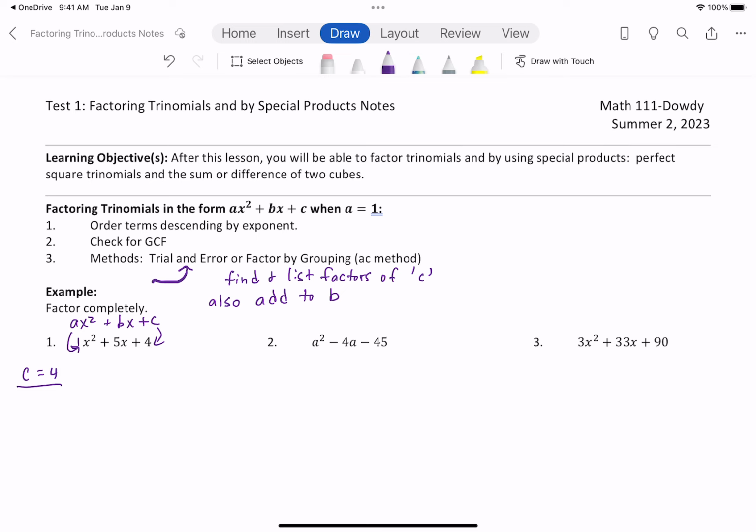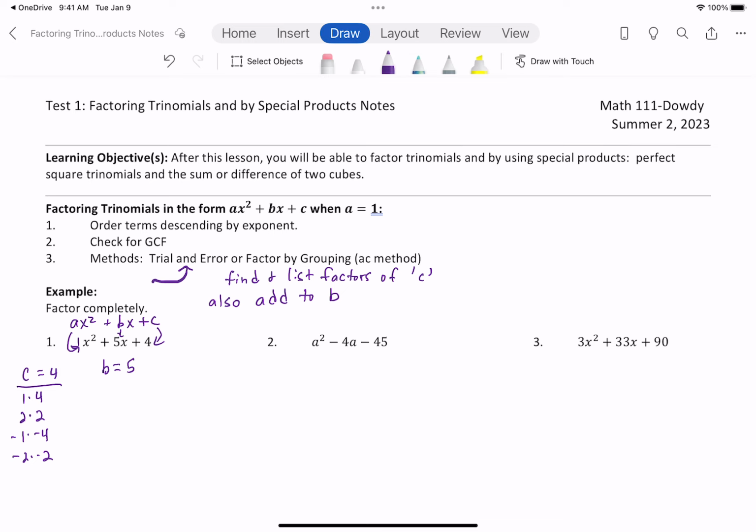So first, now that we know that c is 4, let's list out the factors of 4. And remember, factors are just two things that multiply to give us 4. The first one I think of is 1 times 4 would be 4. The next one is 2 times 2. Now if we wanted positive 4, we could also say negative 1 times negative 4, or negative 2 times negative 2. But remember, our next step is going to be to look and see which pair of those factors will add to b. And in this particular case, b is 5.